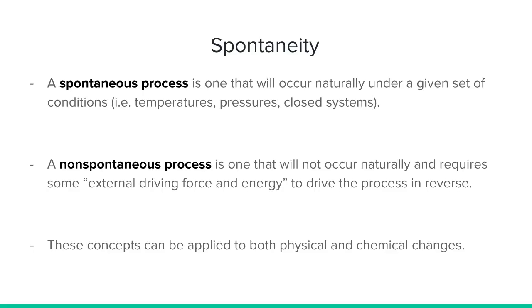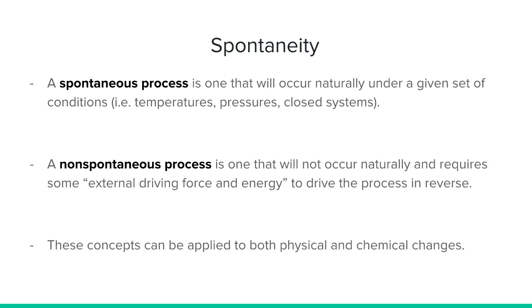So to start off, what is a spontaneous process? Well, a spontaneous process is one that will occur naturally under a given set of conditions. Now, the last part of that statement is important because almost every process can be spontaneous if the conditions are manipulated to suit the process itself. So we will talk about different conditions in a minute with some examples of this.